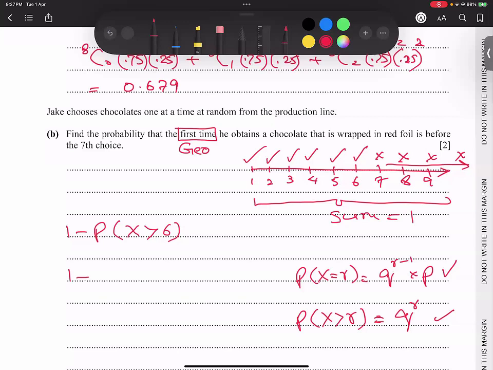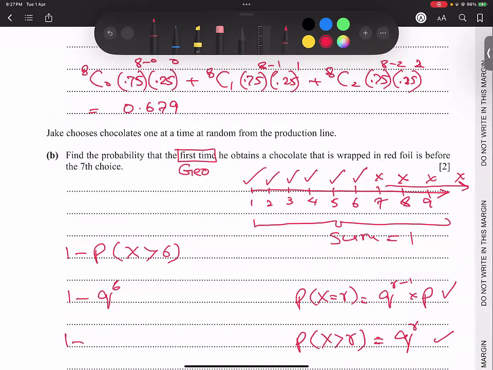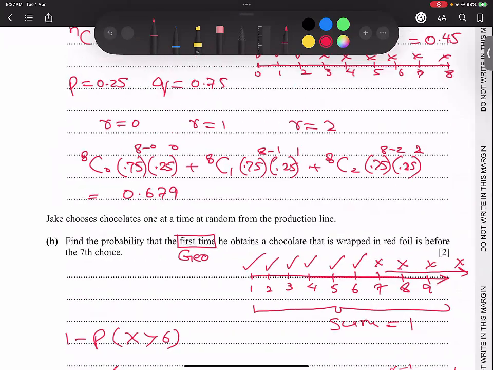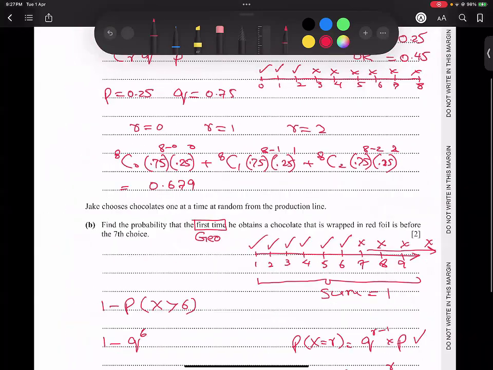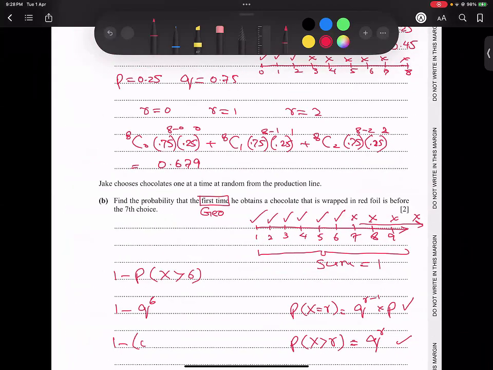And let's try to compare. I'm using the formula q to the power r, so I have 1 minus q to the power 6. And what's the q value here? Because we talk about red foil, and red foil is the same as before, we have the same p and q. So q is 0.75.